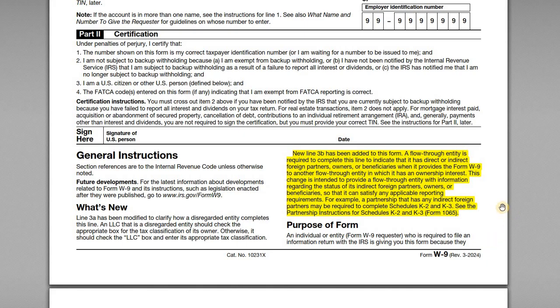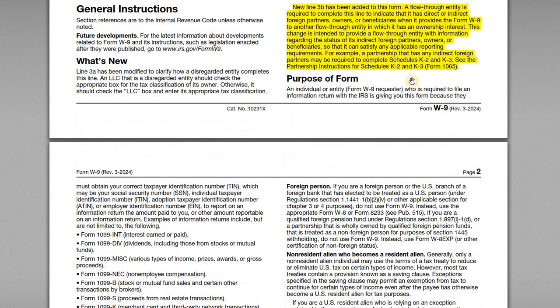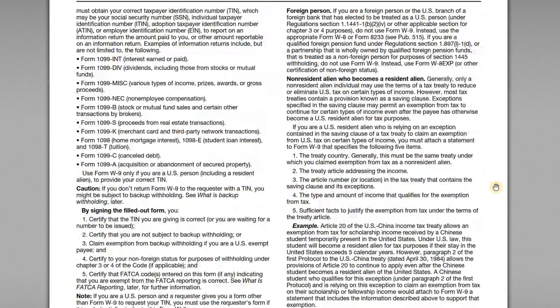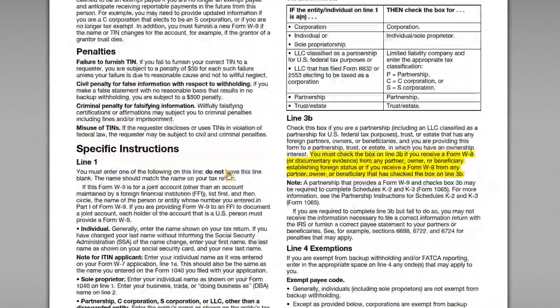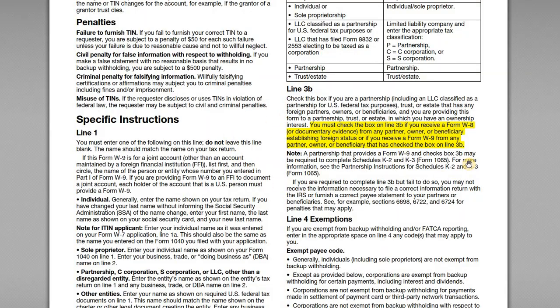For example, a partnership that has any indirect foreign partners may be required to complete K2 and K3. Okay, and then you can see the partnership instructions for those forms. On page 3 here, more details, specific instructions on line 3B, right? You have to be checking this box on 3B if you receive a W-8, so that's a W-8BEN, W-8BEN-E, W-8IMY, and so on.